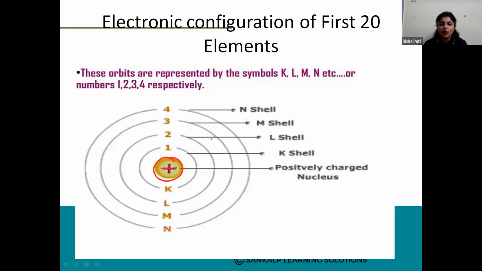It is surrounded by different orbits or shells. These orbits or shells are represented by K, L, M, N, or they are simply named 1, 2, 3, 4, etc. How are the electrons filled? The electrons are filled from the lowest energy level to the highest energy level. In the K shell, the maximum number of electrons is 2. Then in the L shell, 8. Then 18. Like this, the number of shells goes on increasing.